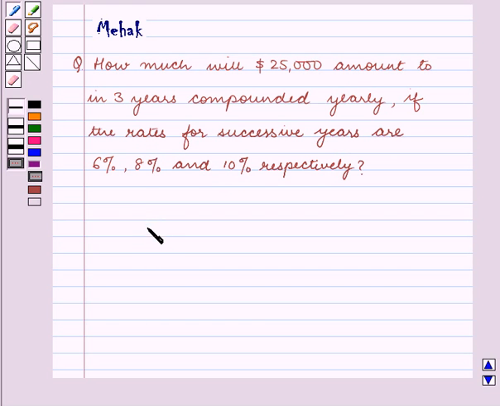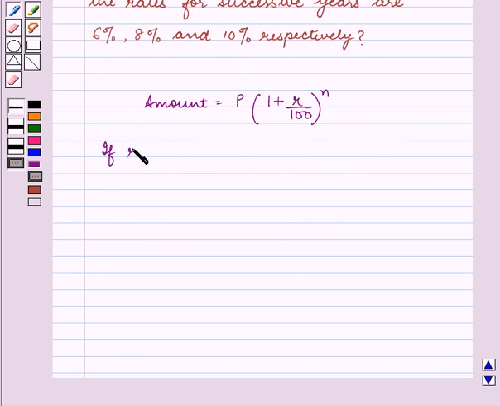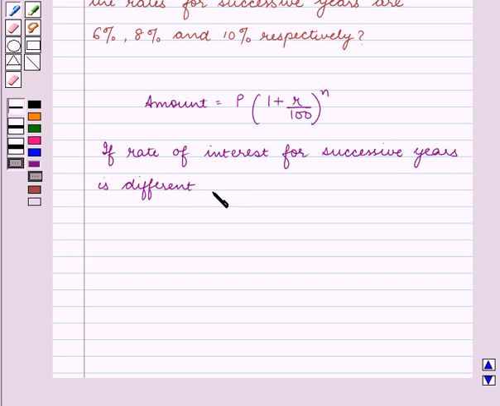Now, we know that amount is equal to P into 1 plus R upon 100 raised to power N. If the rate of interest for successive years is different, suppose R1, R2 and R3 for first year, second year and third year respectively.